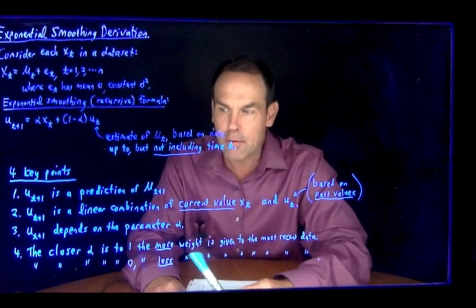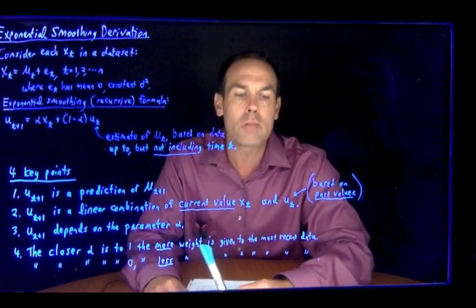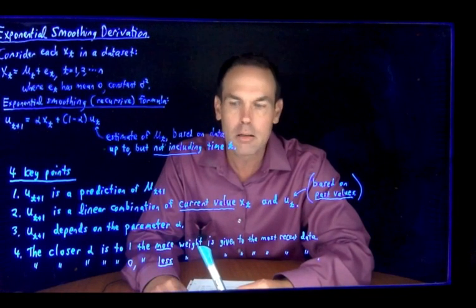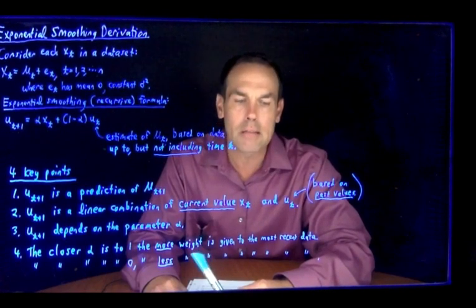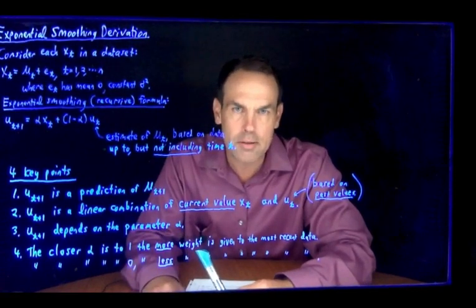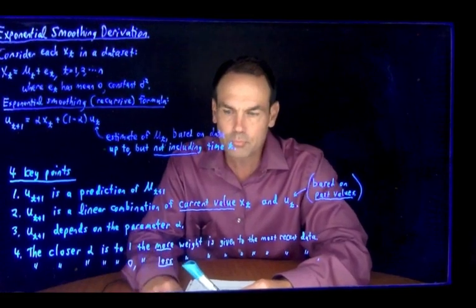The closer alpha is to 1, the more weight is given to the most recent data. And on the flip side, the closer alpha is to 0, the less weight is given to the most recent data. There could be instances where that would be of interest.